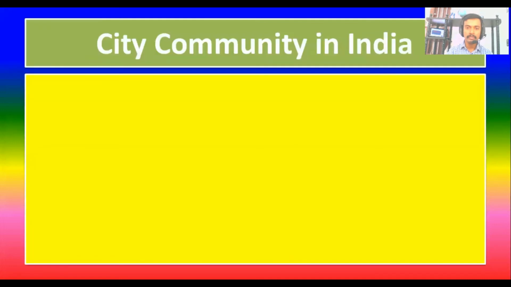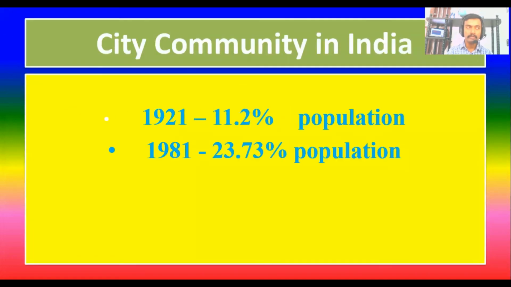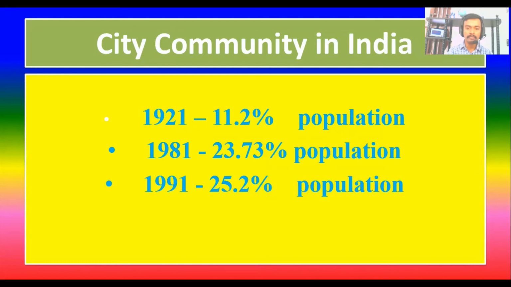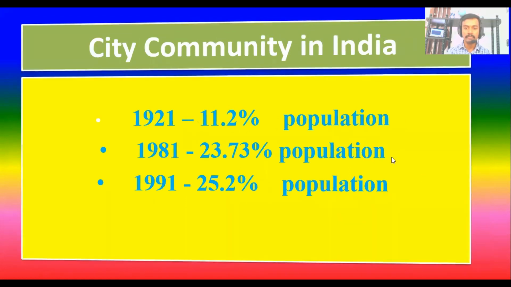Then the city community in India. In 1921, 11.2% of the population lived in cities. In 1981, 23.73%. In 1991, 25.2%. In the 2011 census, 27 point something. The city population is gradually increasing, which causes urbanization and expansion of cities, which create various problems in cities.